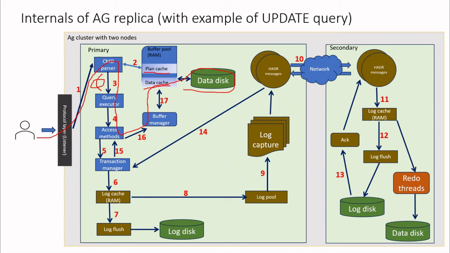Furthermore, you may ask, is there a difference between asynchronous and synchronous mode, which we talked about? Yes. In asynchronous mode, the primary replica does not wait for the acknowledgement from the secondary replica. Therefore, after step number 7, the acknowledgement is sent back to the transaction manager immediately and ultimately to the client. The steps from 8 to 14 are made in the background asynchronously.